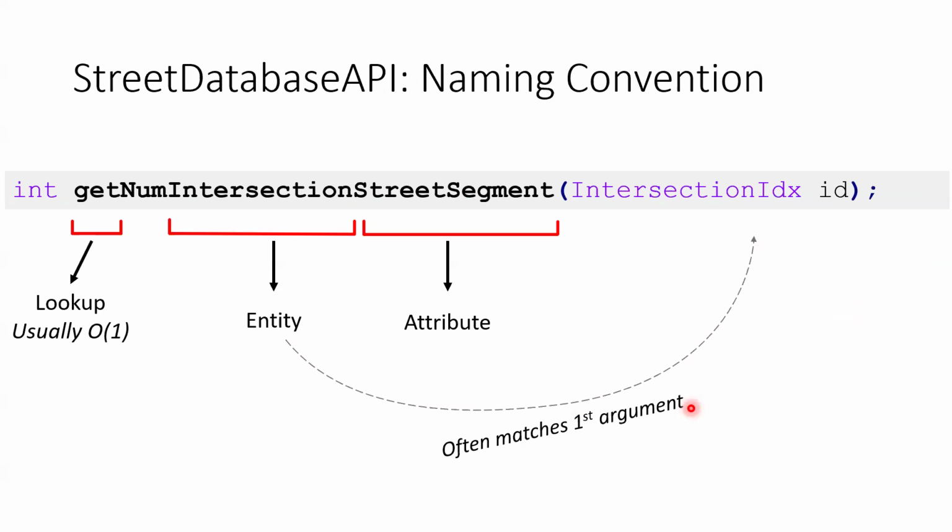Typically, the naming convention in the street database API looks like this. A get that signifies a lookup of usually O(1) complexity, then number of street segments, which is the attribute, and the intersection is the entity that's usually given in the first argument. So it's the number of street segments for this intersection.